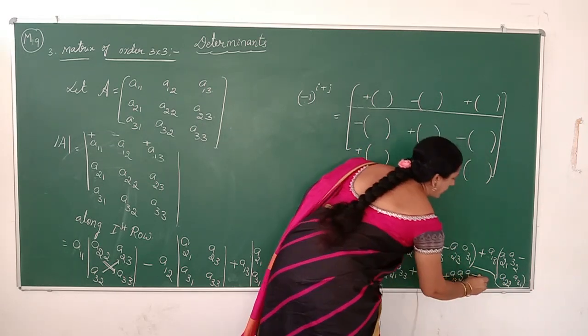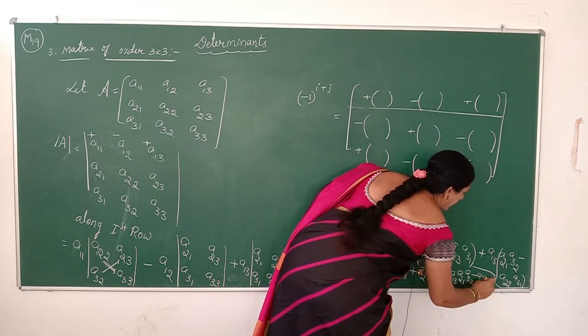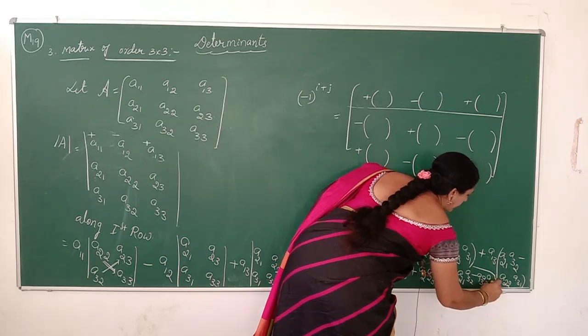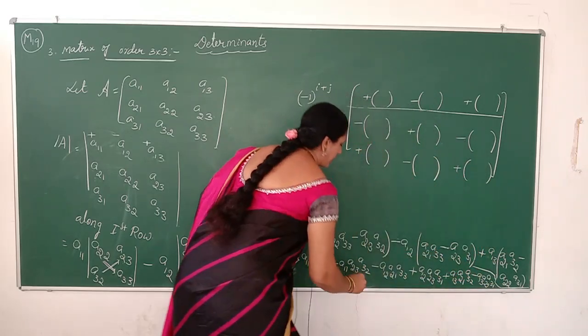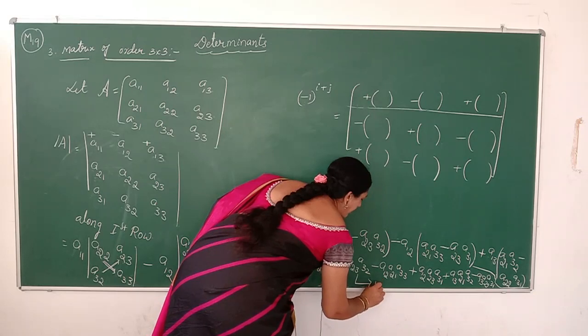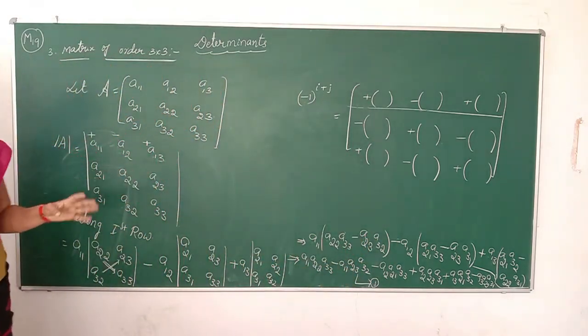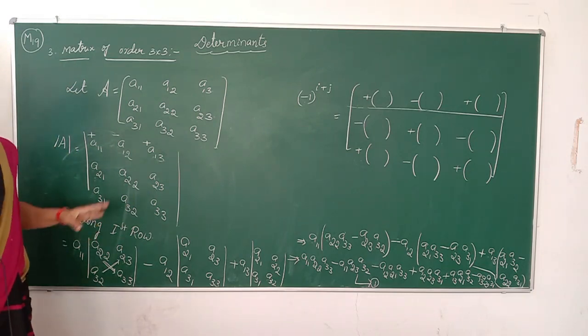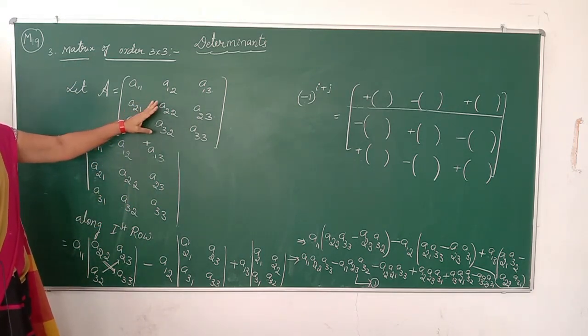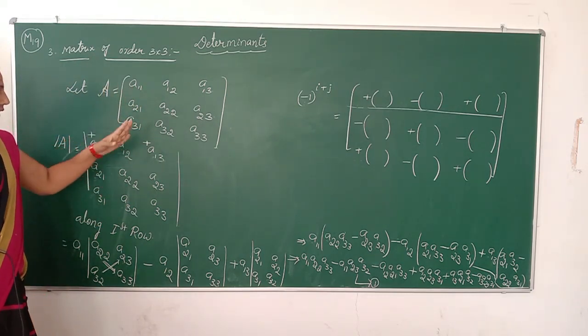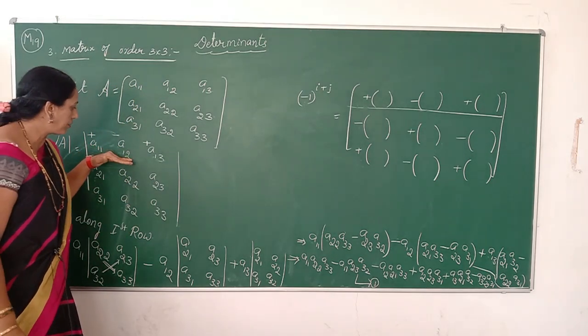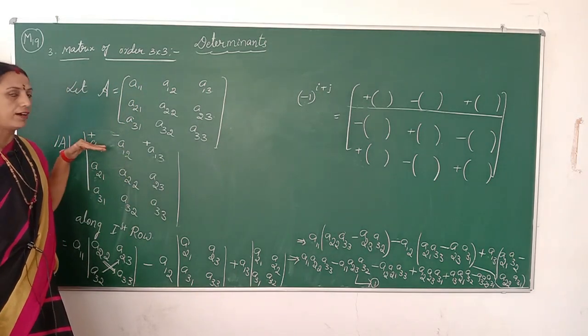Minus A13, A22, A31. So these elements are called equation 1. After simplification, the resulting value is one of the values of the determinant. But it's only one of the methods. Now it can be done using the expansion of the first row.